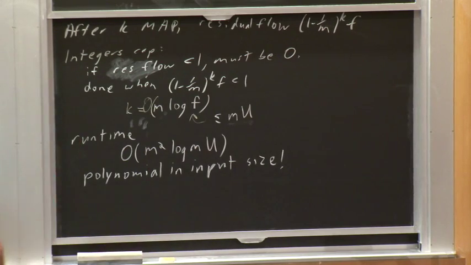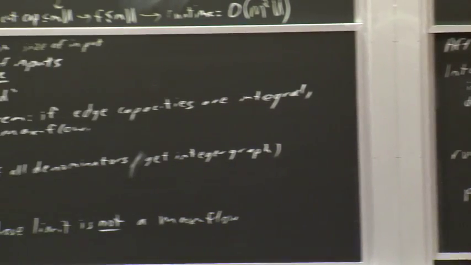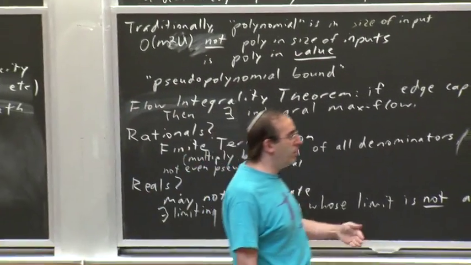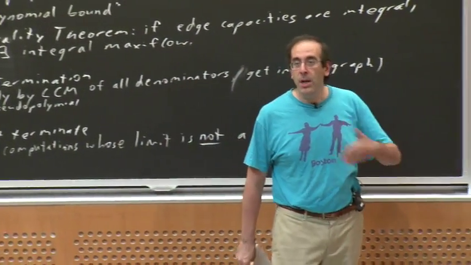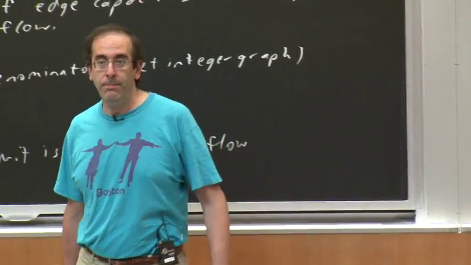So this was the first polynomial time algorithm for maximum flow. Okay? It is polynomial in the number of bits that are used to write down the numbers that go with the edge capacities.